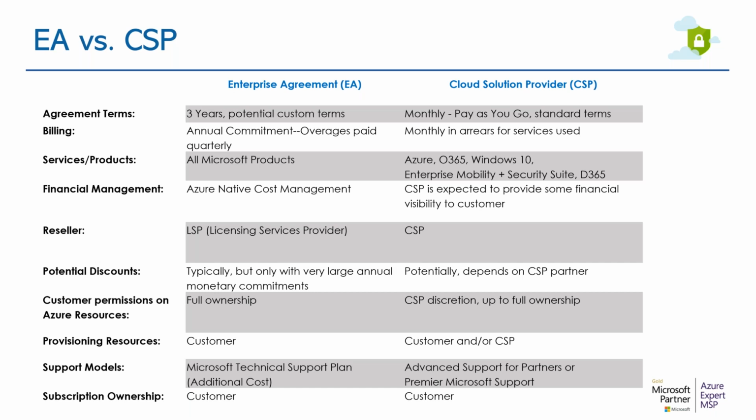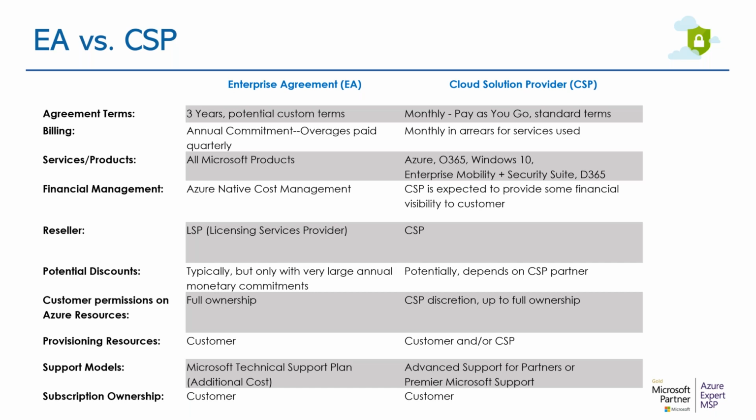So it is yours. You can take it with you if you aren't satisfied with the CSP, you can move it, that type of thing. Provisioning resources. In an EA, it's just the customer, right? You have full ownership. On a CSP, again, if you have up to full ownership, you can provision all the resources that you want yourself, and you could rely on the CSP to provision things for you. Maybe they have some automations or some capabilities that could let you roll something out easier, potentially.